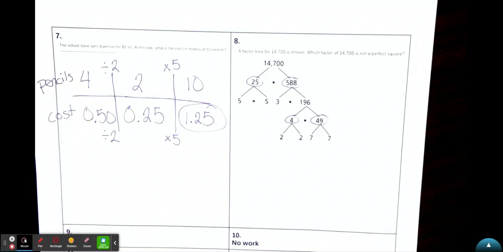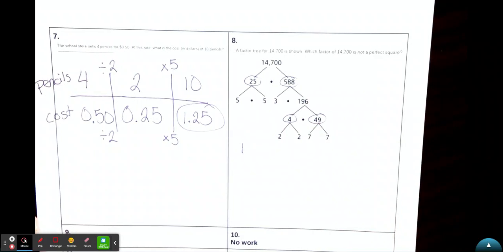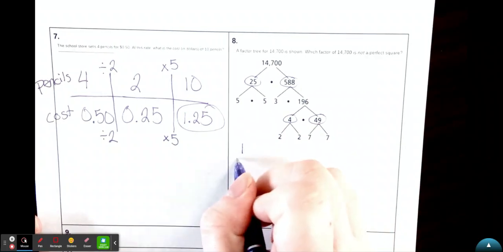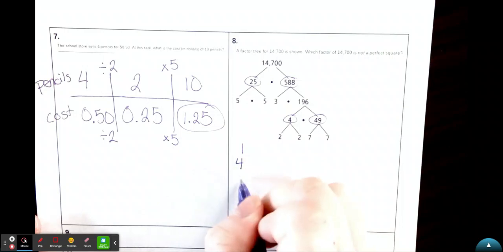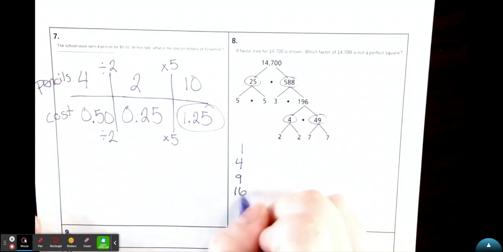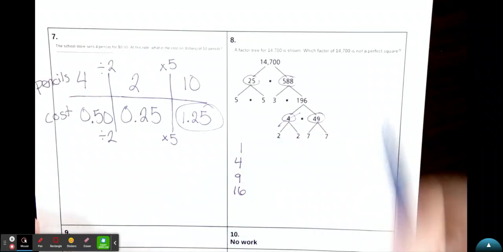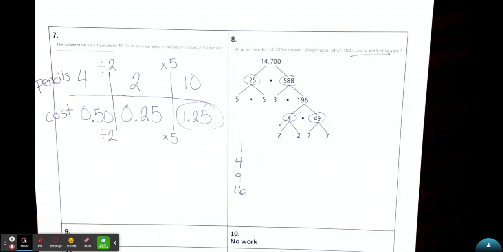So what is the first perfect square? 1 times 1. 1. That's the first perfect square. What's another perfect square? So 2 times 2. 4. Okay, 3 times 3. 9. 4 times 4. 16. Oh, 4. We already have that one listed. So that one's, because the question says which one is not a perfect square.